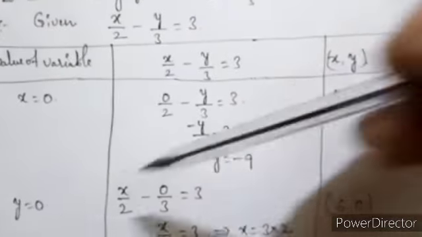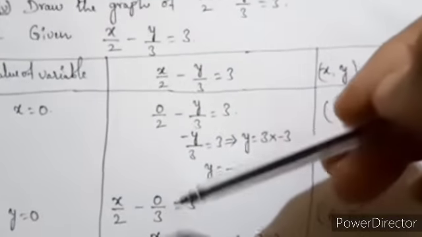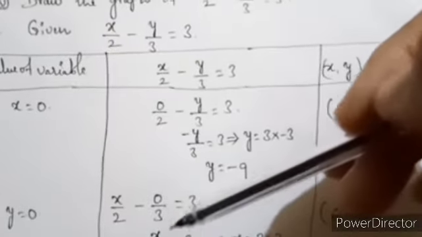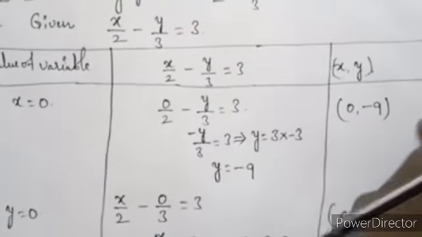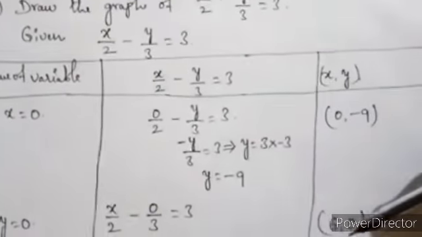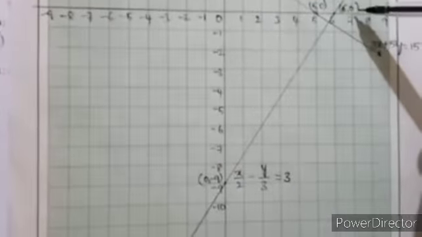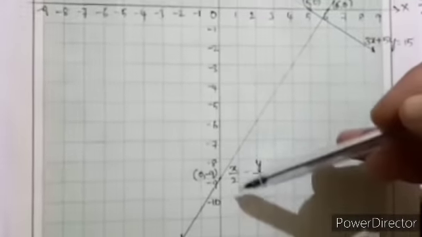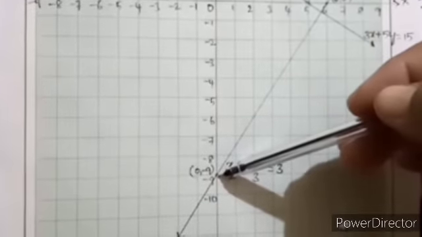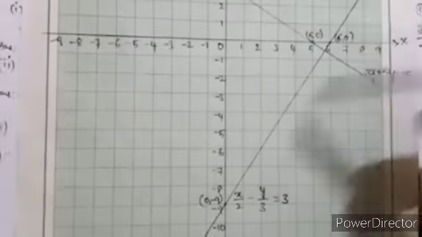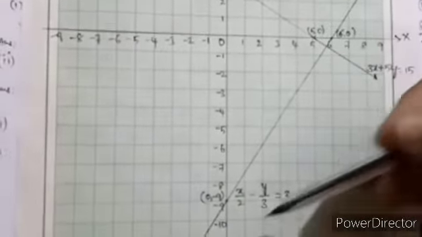Now take y is equals to 0. x by 2 minus 0 by 3 is equals to 3. 0 by 3 value is 0, so x by 2 is equals to 3. So x is equals to 3 into 2, that is 6. So x value is 6 and y value is 0. Using these ordered pairs we have to draw the graph. Now here 6 comma 0 is this point, and 0 comma minus 9, when x is equals to 0, y value is minus 9. Joining these points we get a straight line like this.